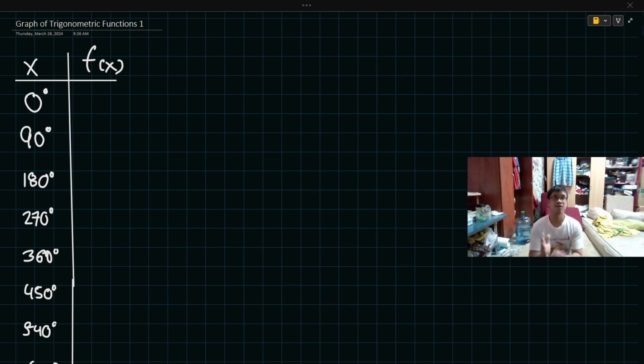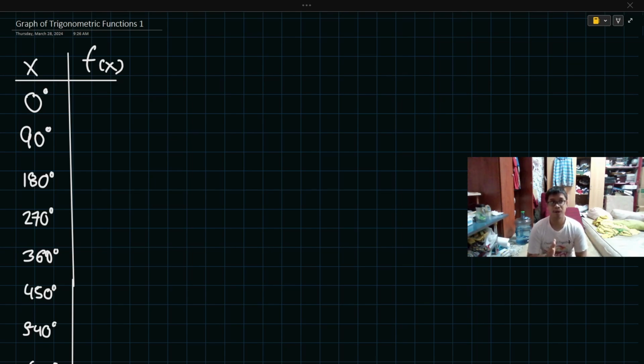So remember that there are six trigonometric functions, right? We have the sine, cosine, and tangent, the three most basic trigonometric functions. And then we have the reciprocal functions, which are cosecant, secant, and cotangent. So in total, there are six, and we will learn how to graph them.